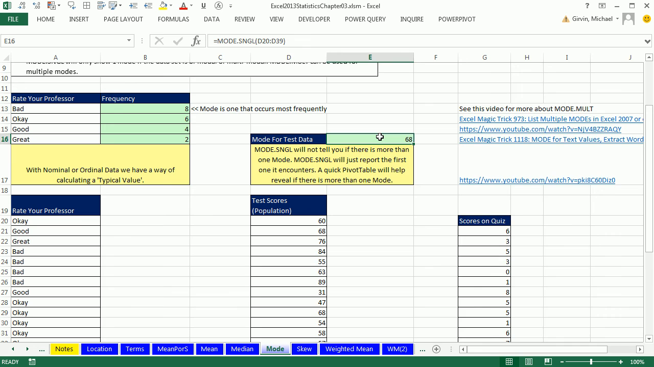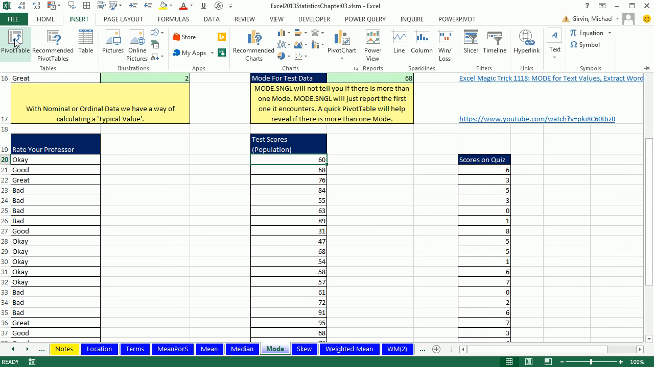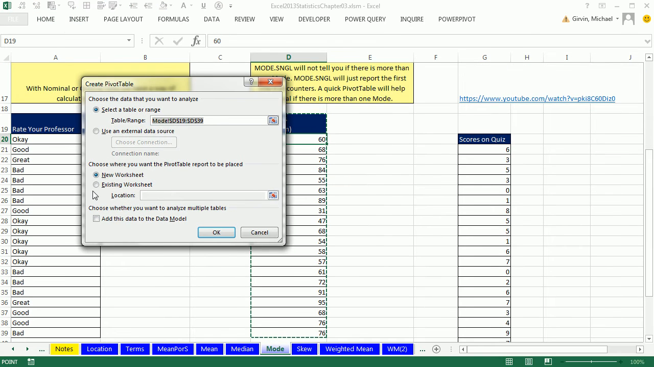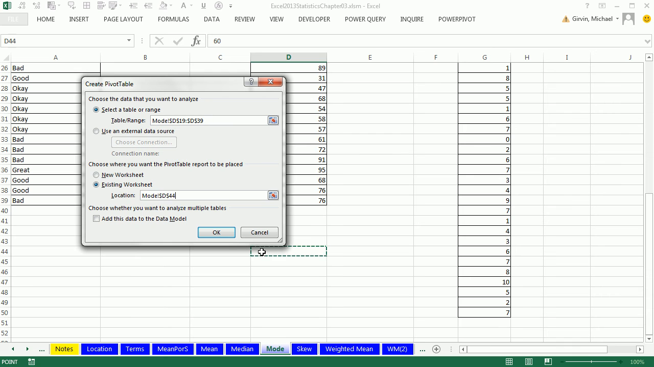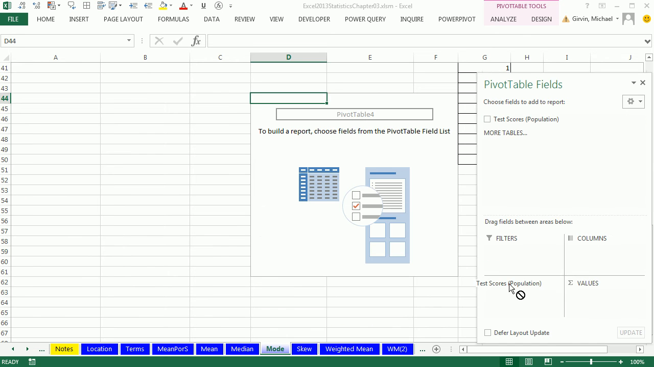Now, there's a problem with this. And let's go ahead and run a pivot table. And the only way you're really going to make sure if there's not multiple modes, that means more than one mode, is to either do COUNTIFs from a unique list of the numbers or use a pivot table. I'm going to go up to Insert, Pivot Table, or I'm going to use the keyboard Alt-N-V. And I'm going to put it on this sheet, in the location right down here below, like in cell D44. Click OK. We're going to drag the one field down to rows.